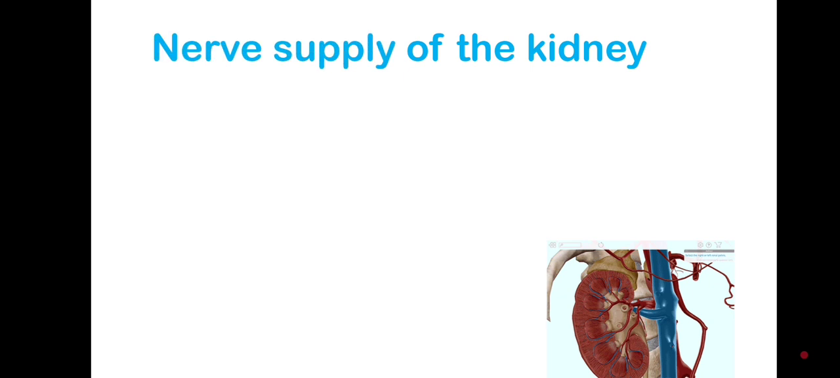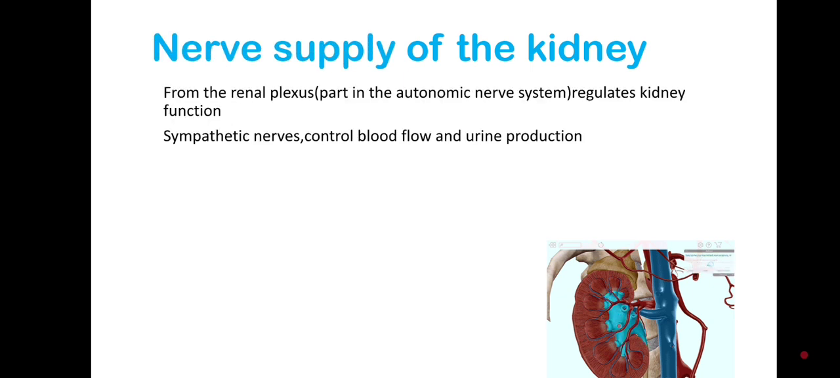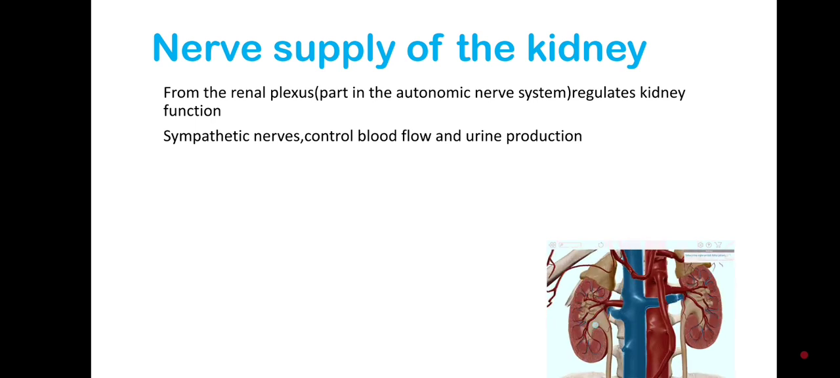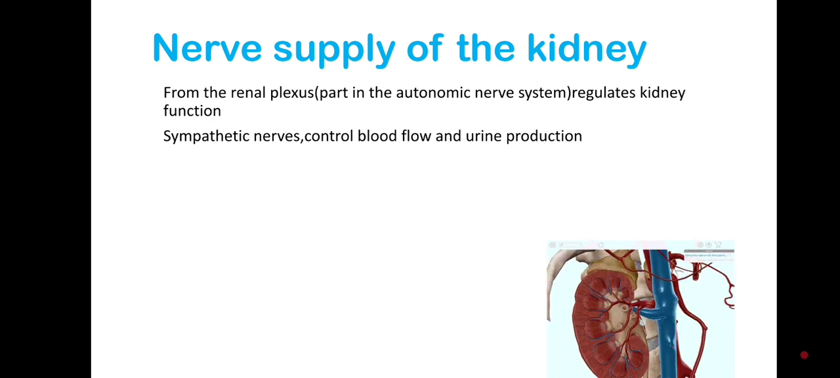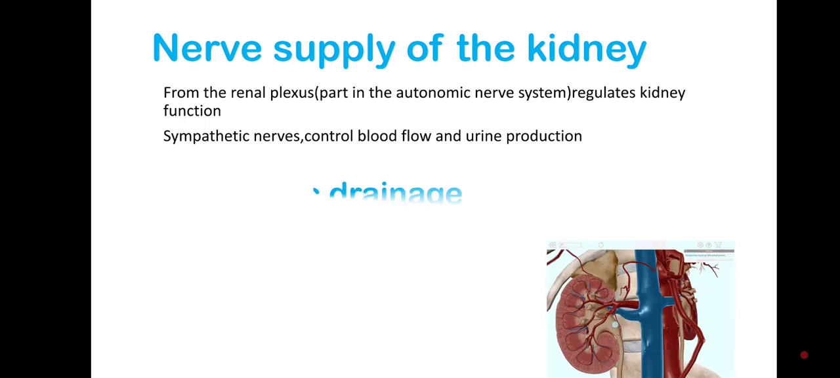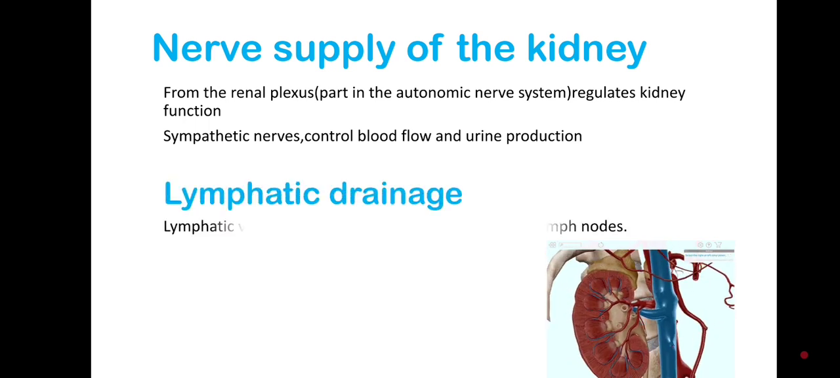Let's study about the nerve supply of the kidney. From the renal plexus, they supply the nerve innervation for the kidney. The renal plexus is a part of our autonomic nervous system. Then the sympathetic nerves control the blood flow and the urine production.